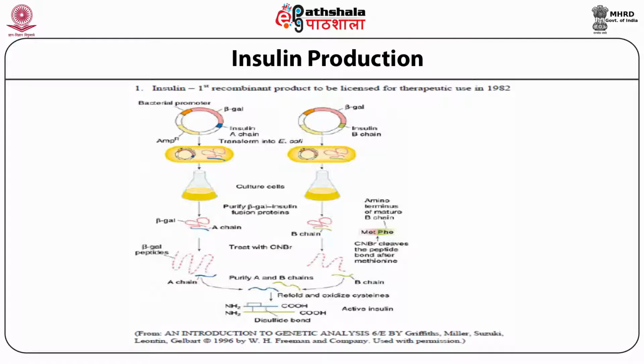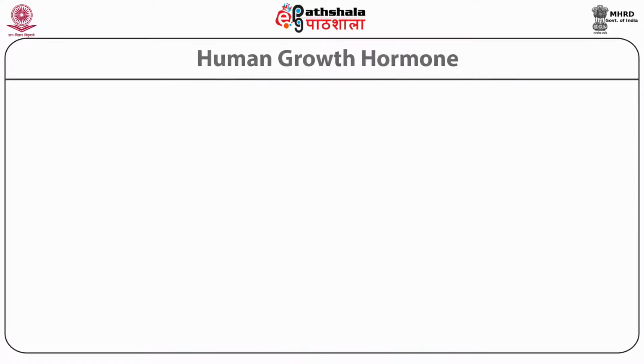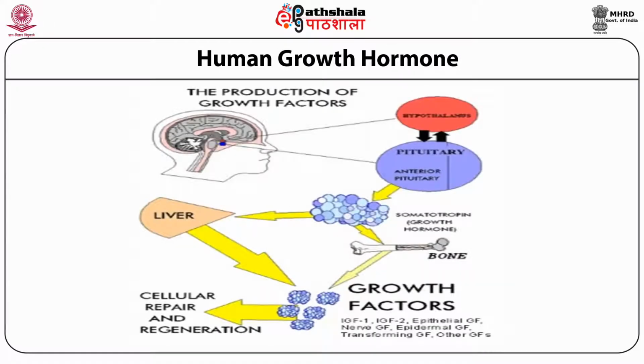In this technique, the human insulin gene is isolated and inserted into plasmids, which are transformed into either bacterial or yeast cells, wherein insulin is synthesized on the human code. The purified insulin is identical to human insulin and absolutely safe. Human growth hormone is a polypeptide hormone. It functions for proper growth, reproduction of cells, and regeneration.